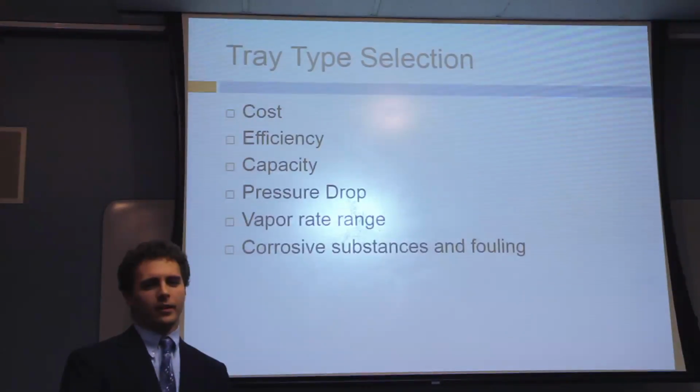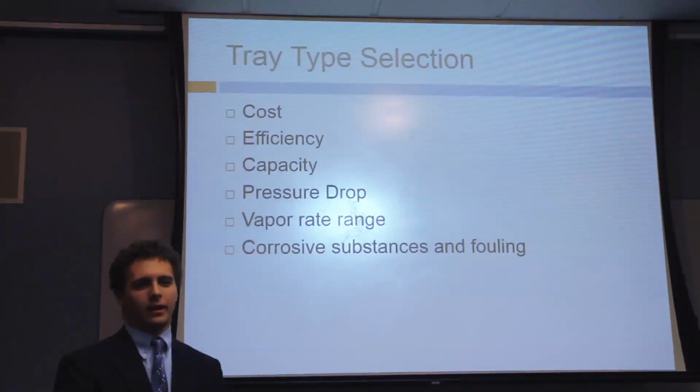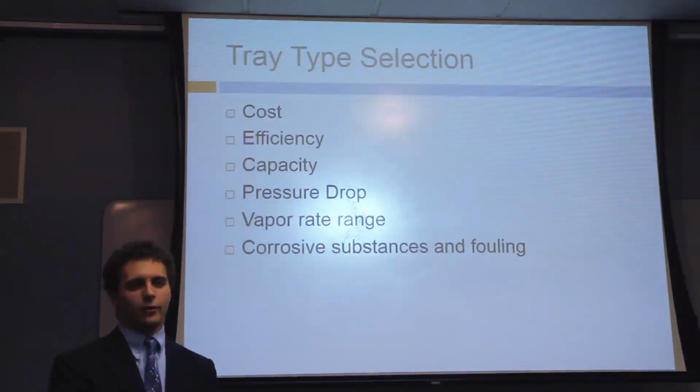Efficiency is similar for the three types, the order from most efficient to least efficient being sieve, valve, bubble cap. Capacity is similar for sieves and valves, and a little bit lower for bubble caps because the bulky bubble caps don't provide room for as many pores per unit area.